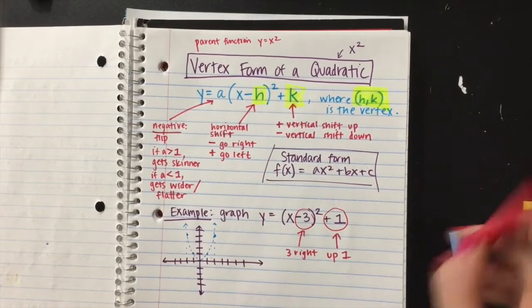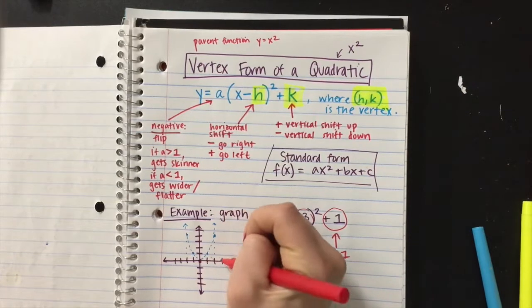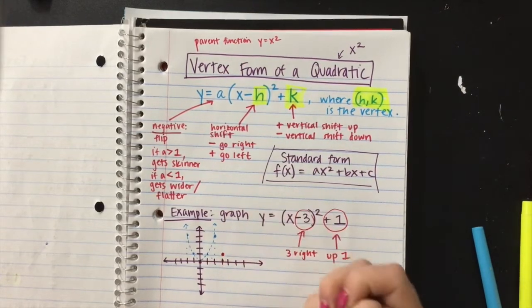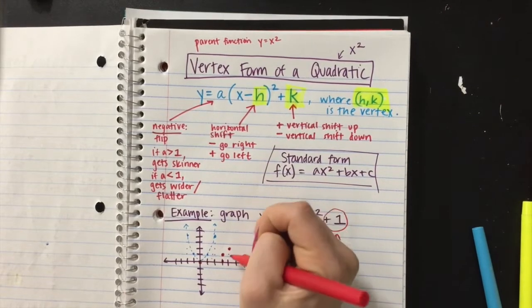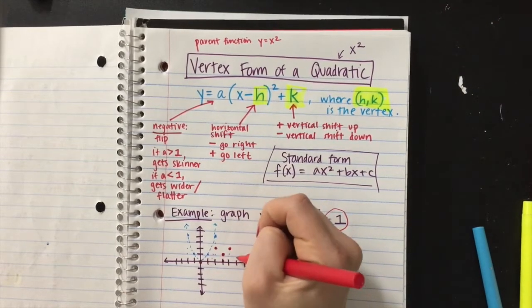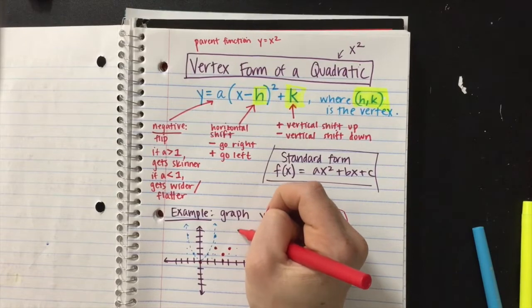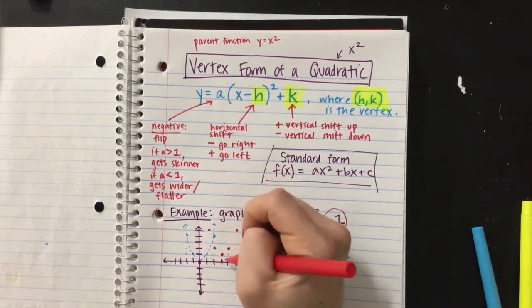So we're going to move every single point 3 to the right, 1, 2, 3, up 1. We're going to move this point 1, 2, 3 to the right, up 1. And what we'll have is our own little parabola here.